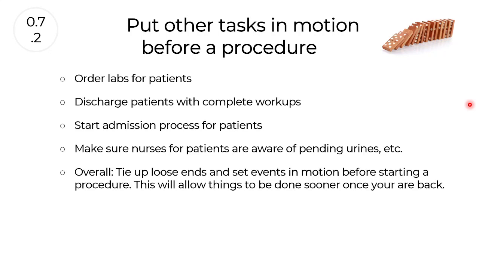For example, before you go do a big laceration repair that might take you maybe 20-25 minutes, you want to order labs for patients, you want to discharge patients with complete workups, and start admission processes for patients. Make sure things are in process so that you don't have to come out of this laceration repair and feel like you are just starting again. For example, making sure nurses for patients are aware of pending urines, right? Could that potential UTI have had their urine resulted by the time that you are done with that laceration repair?